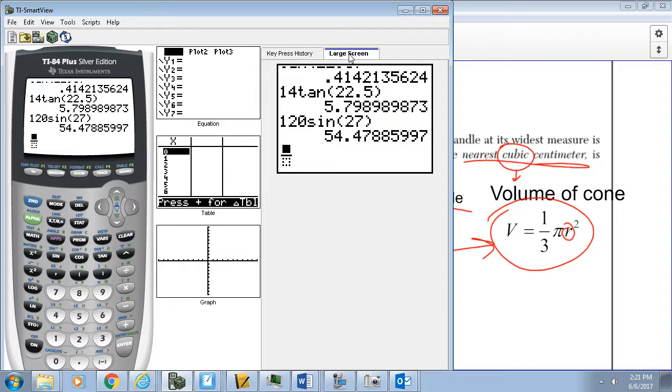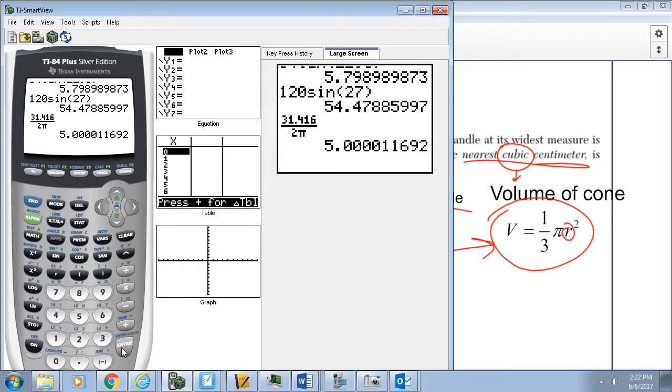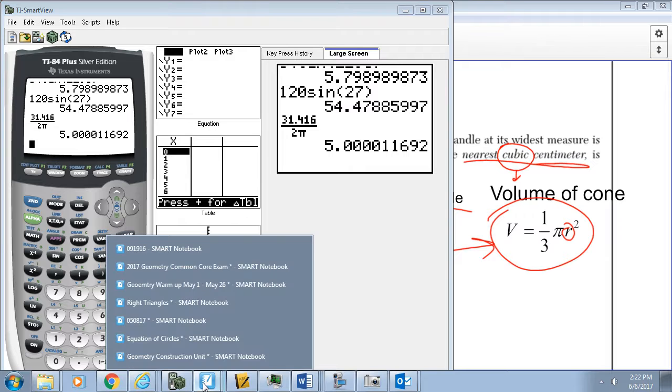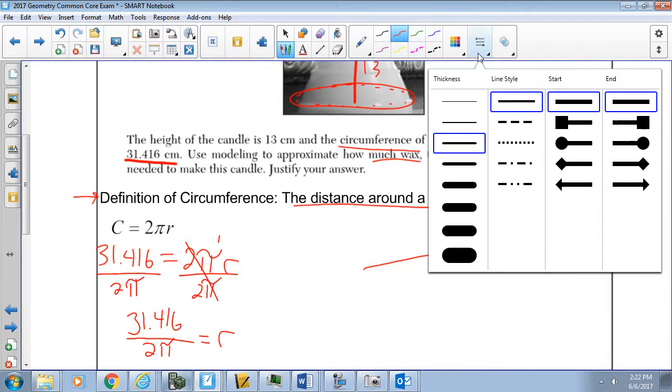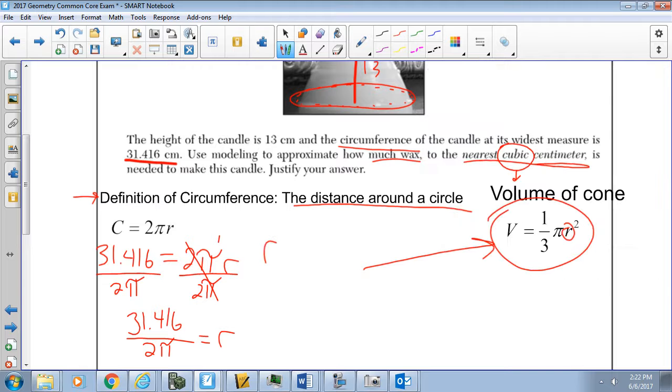So I'm going to do my fraction, alpha y equals enter. All right, and it's going to be, what is the number again? 31.416, so 31.416 divided by 2 pi, enter, and you get approximately 5. Actually, if you round that even to the nearest 10,000th, you'll get 5.0000. So we can just say that that is 5. So we're going to write r is approximately 5.